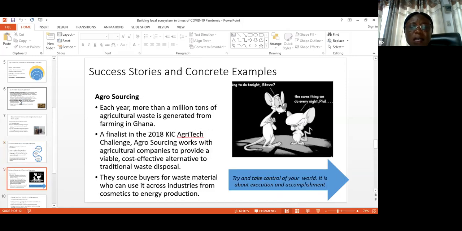Again, Agro Sourcing. This is an innovative product on the market now, and basically their focus is on sourcing agricultural companies to provide a viable, cost-effective alternative to traditional waste disposal. So in the agri sector, a lot of waste is being generated. How do we dispose of them? This shouldn't be the actor's headache, but we have this innovator who is doing business with this sustainable waste management.